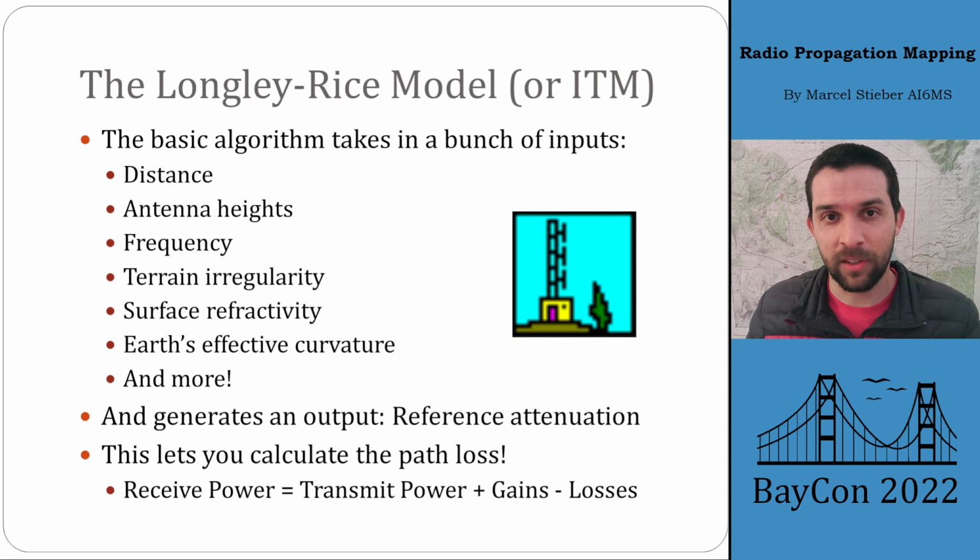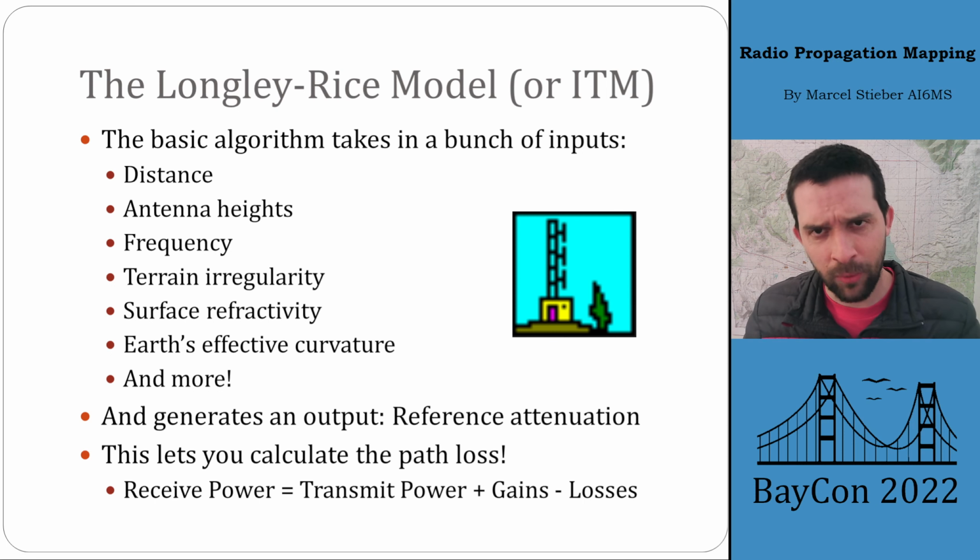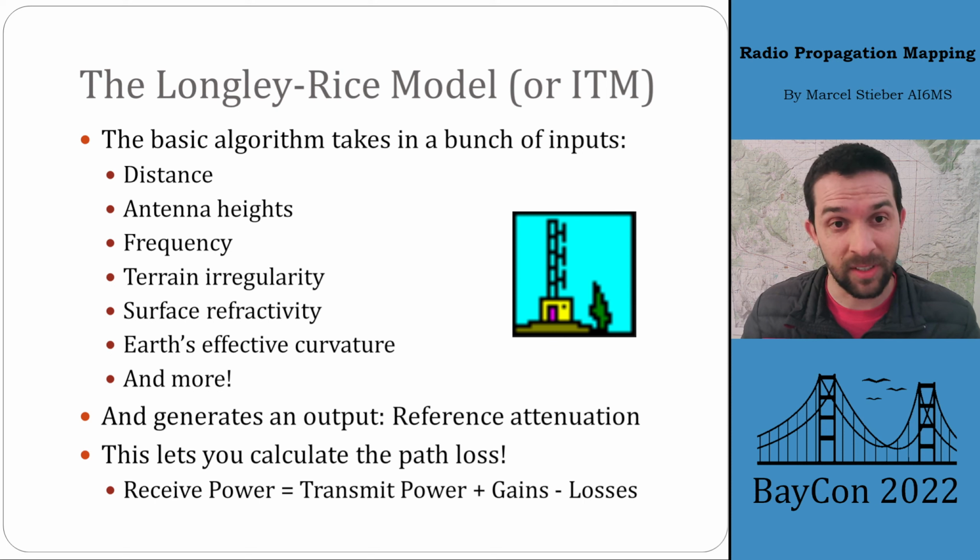So the basics of this Longley-Rice model, or irregular terrain model, is that it takes a bunch of inputs and gives you a reference attenuation output. The inputs include things like the distance between the transmitter and receiver, the antenna heights of each, the types of antennas, their gain, and the frequency you're operating at, which is very critical. And then there are geographic factors like terrain irregularity, surface reflectivity, and the Earth's effective curvature. It's not just a flat map, you have to account for the Earth's curvature.